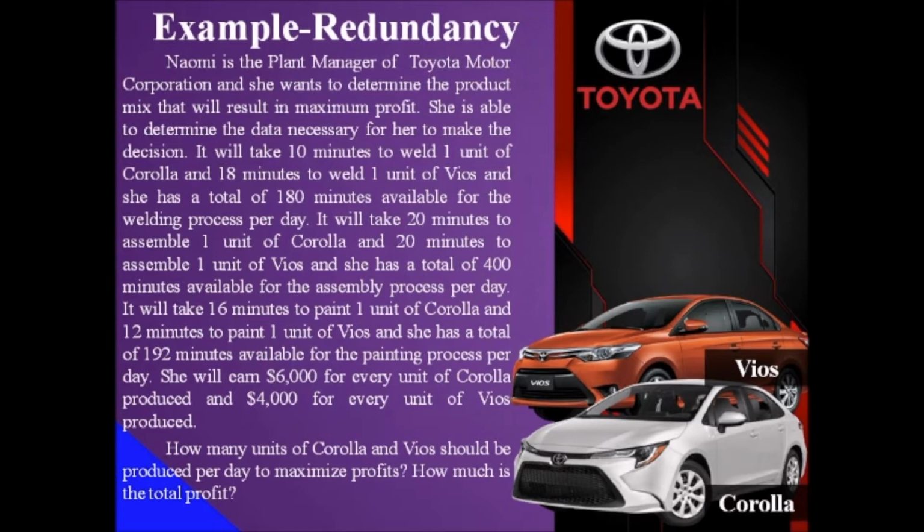It will take 20 minutes to assemble 1 unit of Corolla and 20 minutes to assemble 1 unit of Vios, and she has a total of 400 minutes available for the assembly process per day. It will take 16 minutes to paint 1 unit of Corolla and 12 minutes to paint 1 unit of Vios, and she has a total of 192 minutes available for the painting process per day.